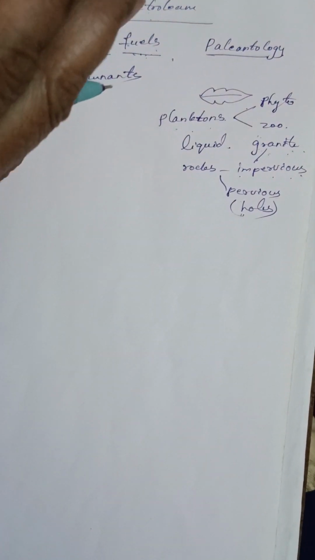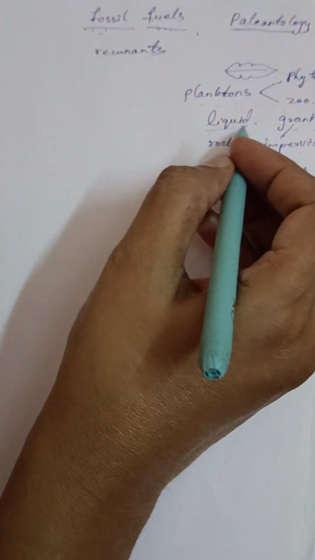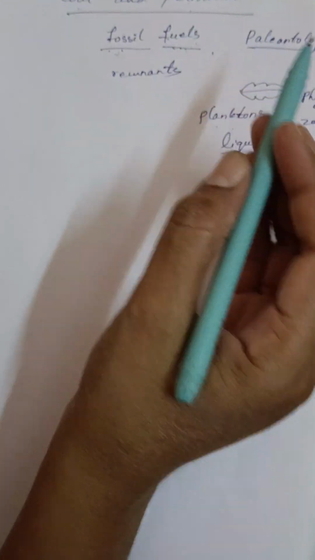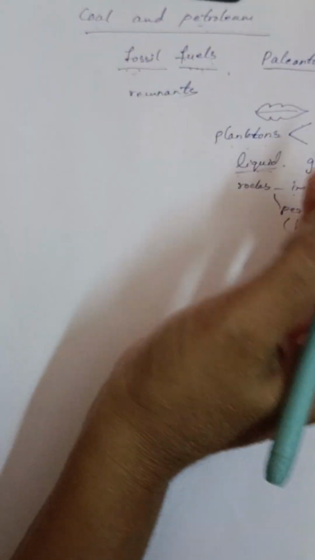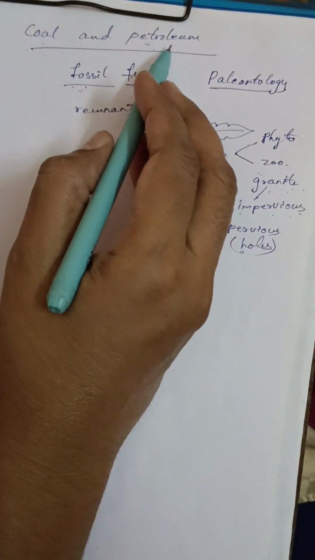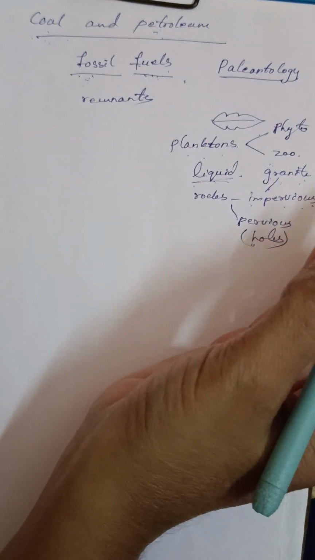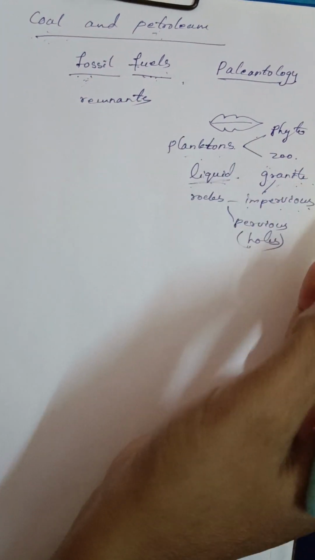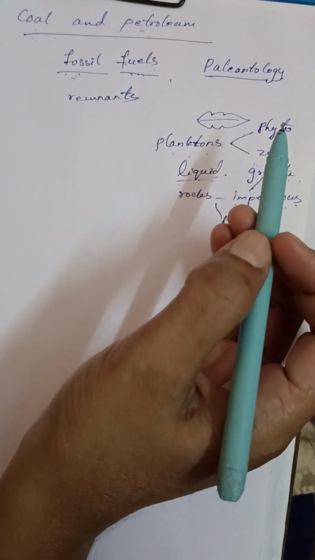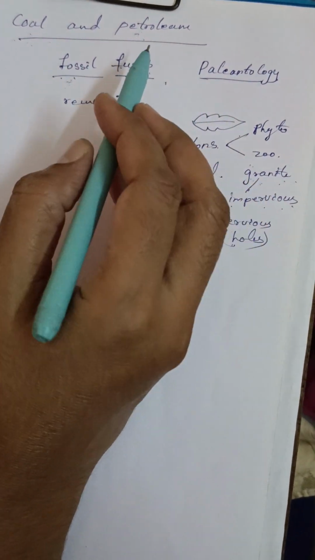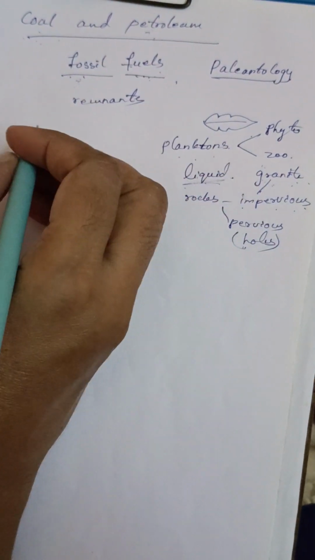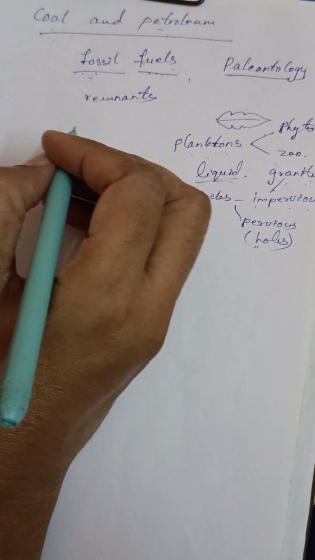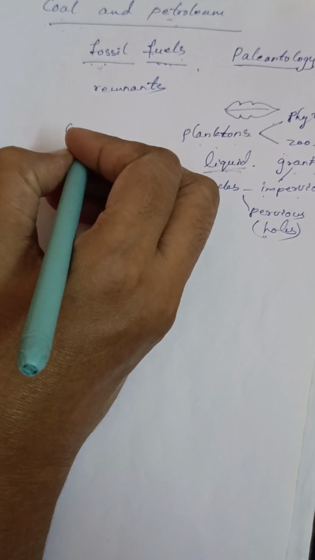So in between two impervious rocks, liquid will be collected. That is nothing but petroleum. Here, oleum is oil and petra is rock. The oil, the liquid found between or beneath the rocks, is petroleum. When this petroleum is obtained, it is mixed with different impurities. That is called crude oil.